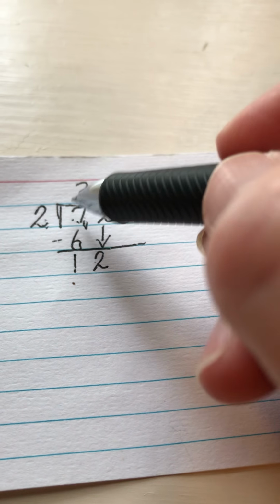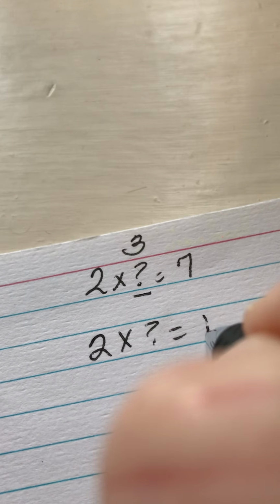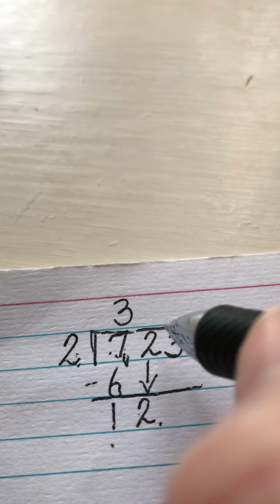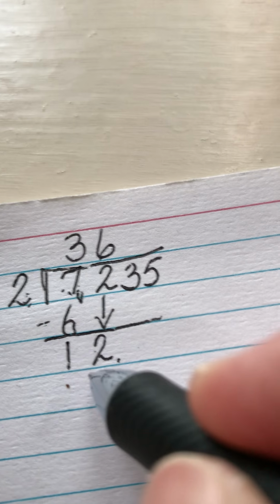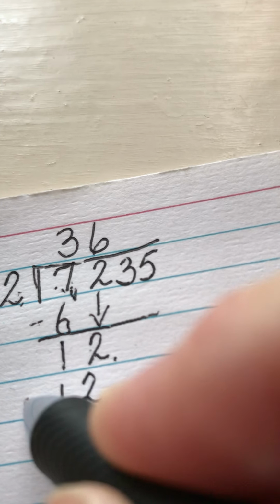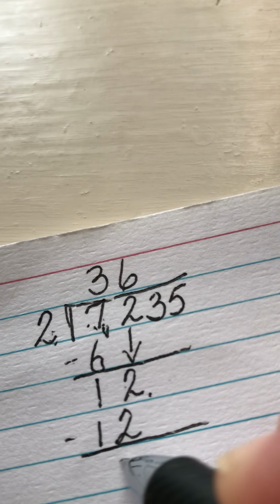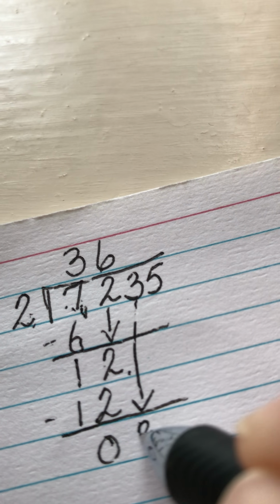Now we are going to see how many groups of 2 we can make out of 12. Or in other words, 2 times what equals 12. Now since we're such experts on our multiplication tables, we know that 2 times 6 equals 12 exactly. So we write our 6 here. And then we multiply. 2 times 6 equals 12. We write our number down and then we subtract. 2 minus 2 is 0. 1 minus 1 is 0. Let's bring this 3 down next.